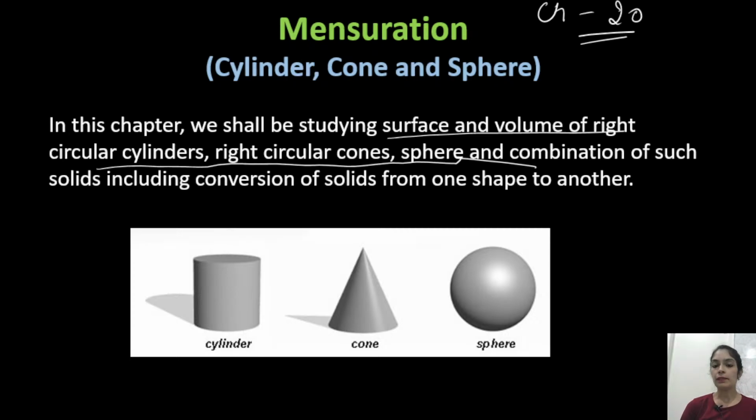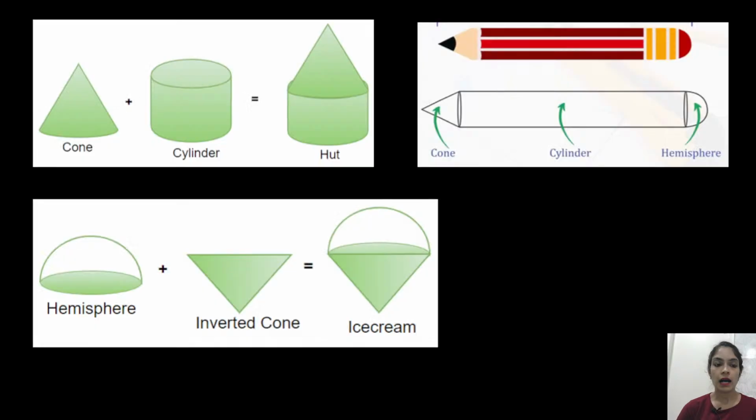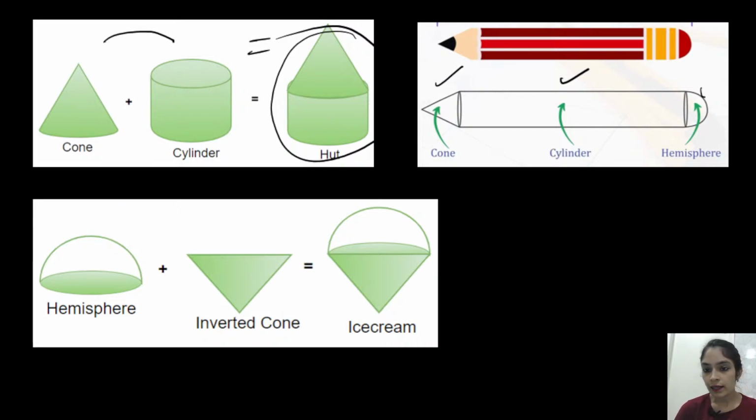So apart from their volumes and surface areas, we will be also studying about the combination. So how combinations will look like, you can see here. This is cone, this is cylinder. So if you combine these two, you will be getting this, like a hut or like a tent shape. So in pencil also, you can see you have one cone, one cylinder, and one hemisphere. Hemisphere is half of a sphere. So this is how the combination of solids will look like. So we will have to solve questions based on the combinations as well.